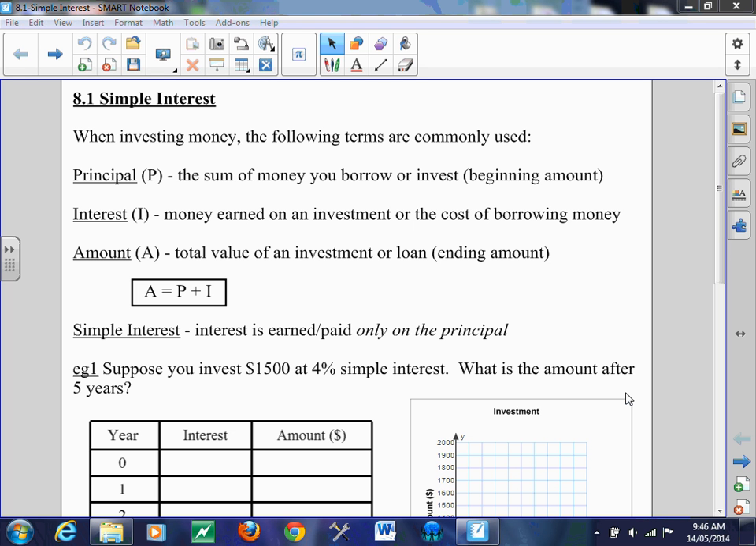Okay, and that's true when you buy a house, you need to have a mortgage, or when you get a car loan. Any types of loans, you're going to have to pay back in interest as well as the amount you borrowed. Okay?